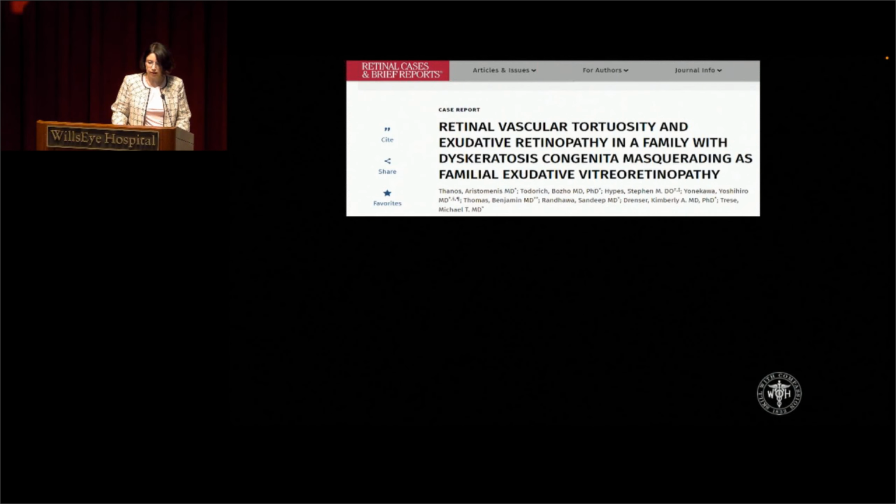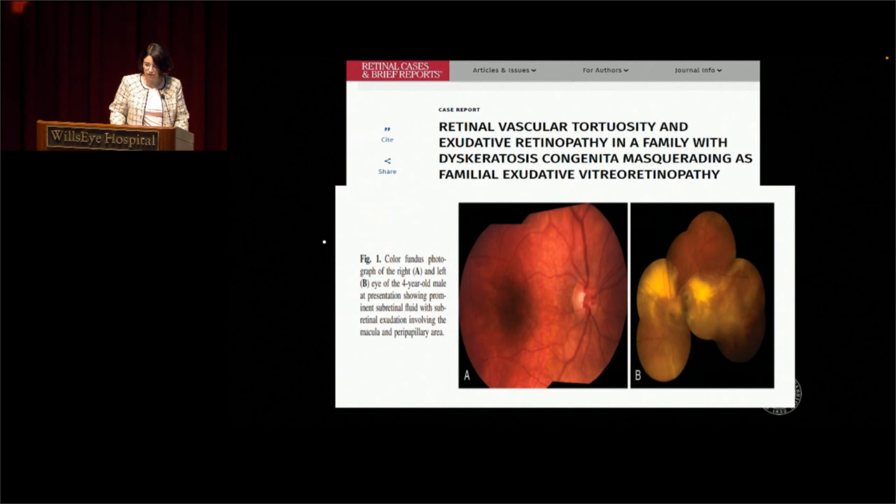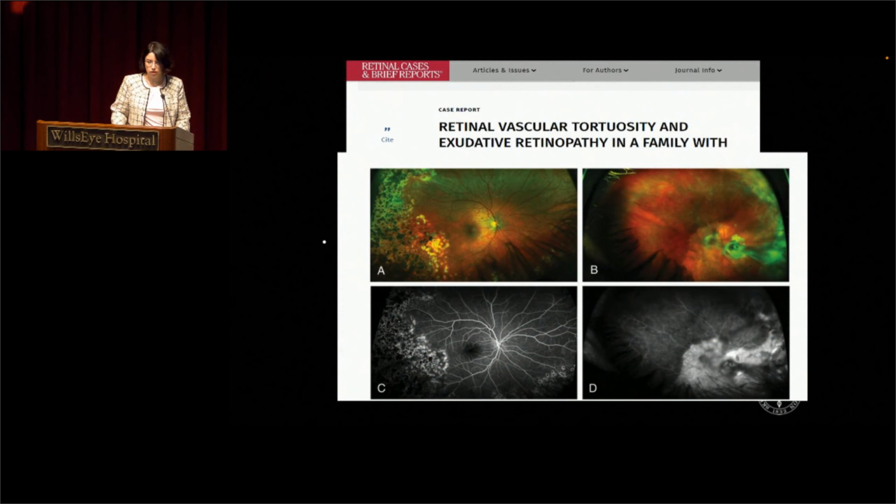And the last case series by Dr. Yonekawa, a brother and sister, brother 4 and sister 2, they were diagnosed with exudative retinopathy, familial exudative vitreoretinopathy, and they were also treated with laser. It is the initial presentation for the boy. The left eye actually has more striking findings, subretinal fluid with subretinal exudation and involving the macula. And this is the post-treatment. You can see the laser spot, and there's also a falciform fold in the left eye.